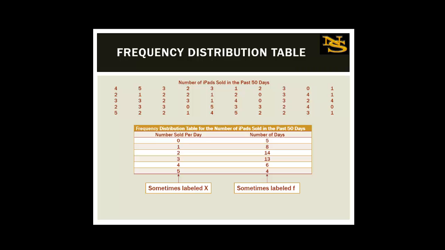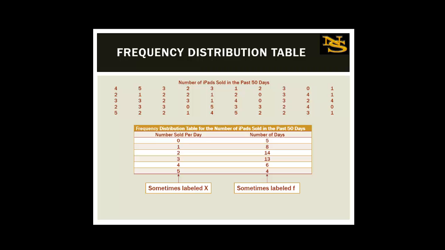Now, sometimes this first column is labeled as X. X is just a label as a placeholder for a variable of interest. And then this next column, the one next to the number sold per day, this represents the frequency of the values in your data set.